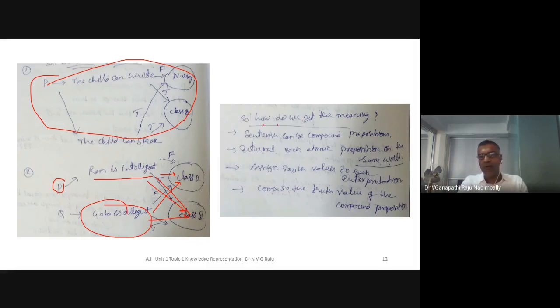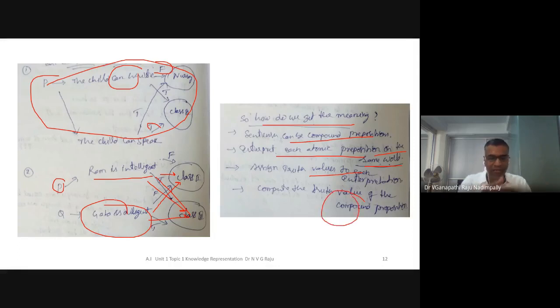Now come to here. So how do we get the meaning? Sentences can be compounded from propositions. We interpret each atomic proposition in the same world. In the same world, it will be in one way, in another world, it will be in another way. Assign truth values to each proposition, either true or false, depending upon the world. Compute the truth values of the compound statements.